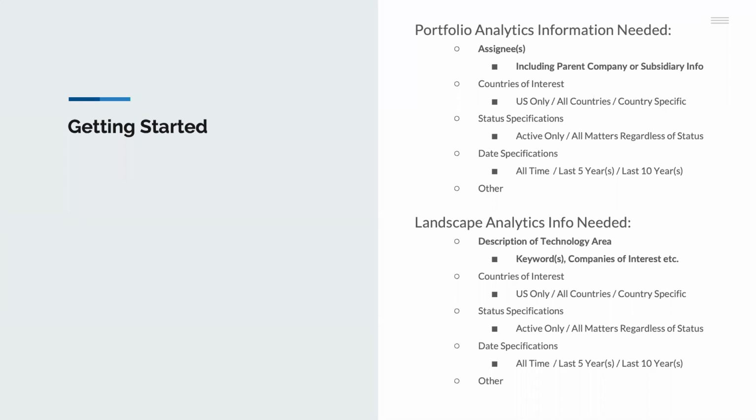And then for the landscape analytics, typically you start with a technology area. So you would start with either a classification of technologies or keywords or specific companies of interest, and that sort of seeds your search. And again, similarly to the previous one, you could also narrow it by countries of interest or status of the application, specific dates, or other parameters that are important to your particular search. Next slide, please.